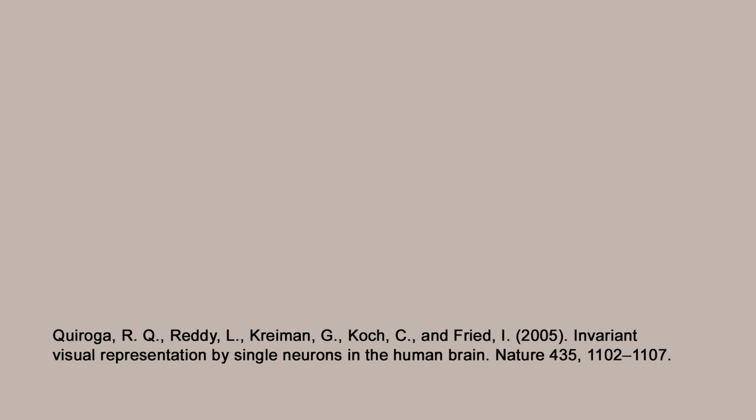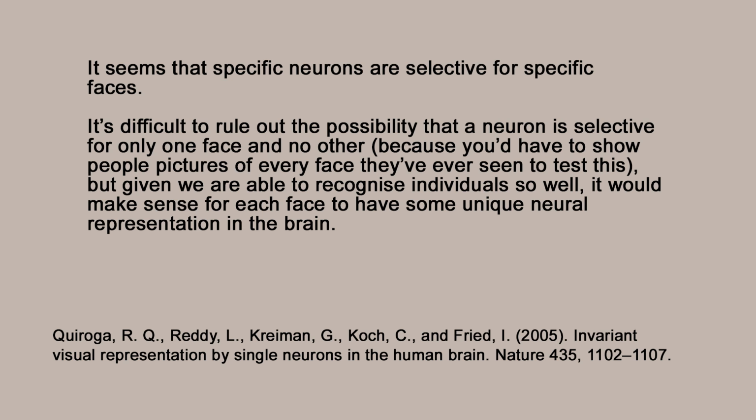A 2005 study showed that specific cells in the brain are responsive to specific people's faces. One participant was shown a load of pictures of different people and things, and a particular neuron in the brain only responded to 3 completely different pictures of Bill Clinton. 3 different pictures, so it wasn't just responding to something about the arrangement or the composition of the picture, but it was specifically responding to the fact that Bill Clinton's face was in it.